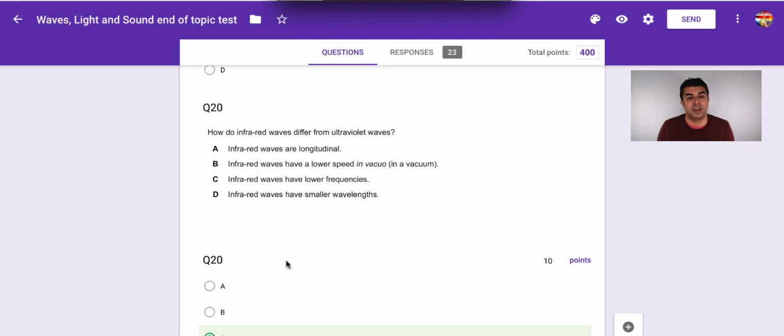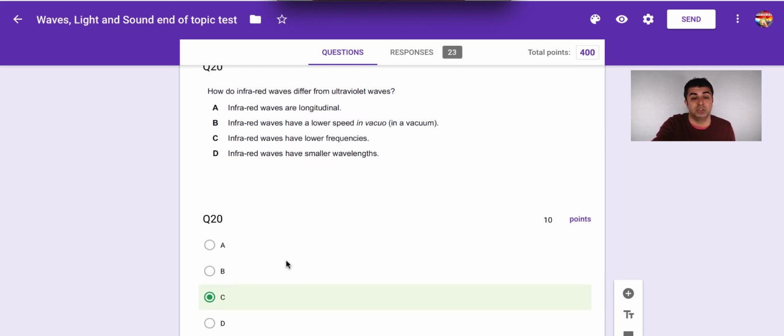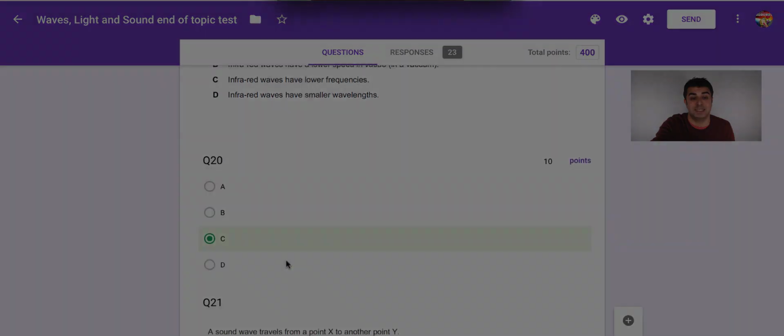How do infrared waves differ from ultraviolet waves? Well, they're both light waves. Incidentally, infrared has a larger wavelength and therefore a smaller frequency compared to ultraviolet. Therefore, the answer to 20 is C.